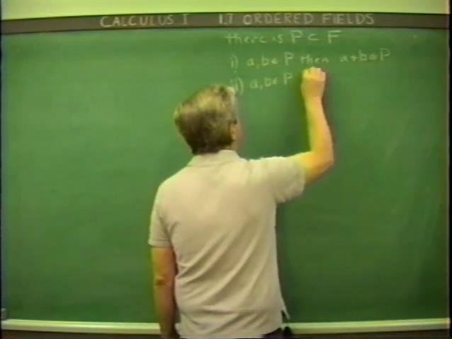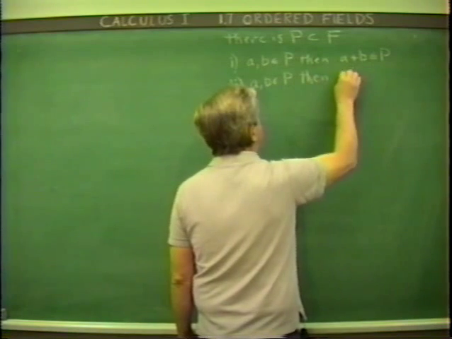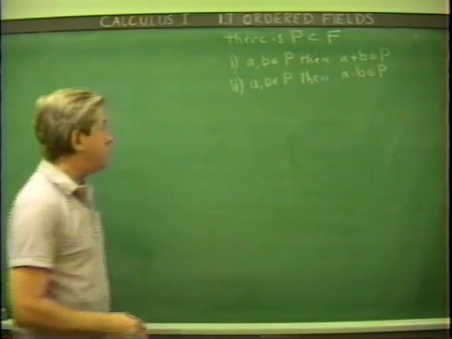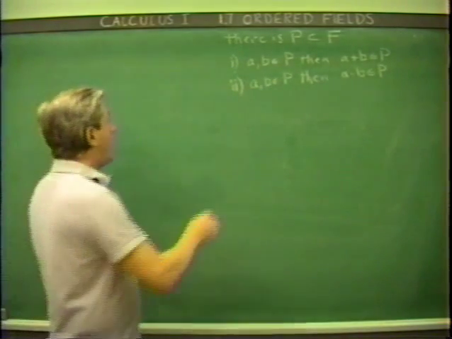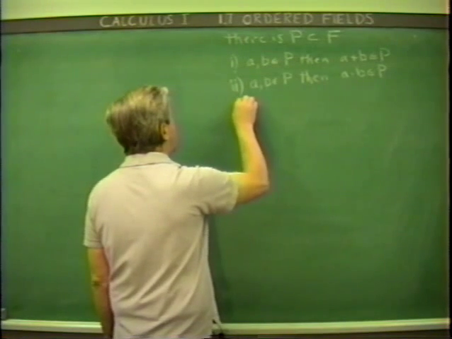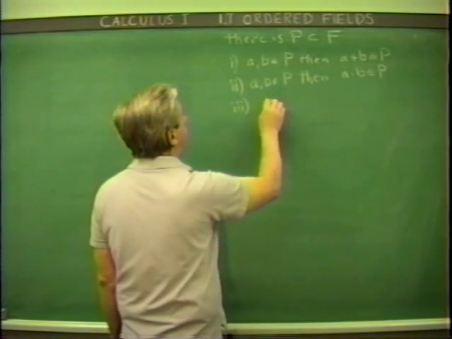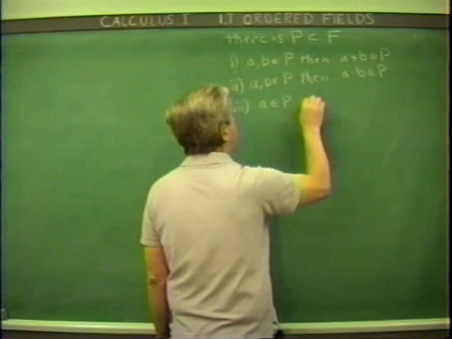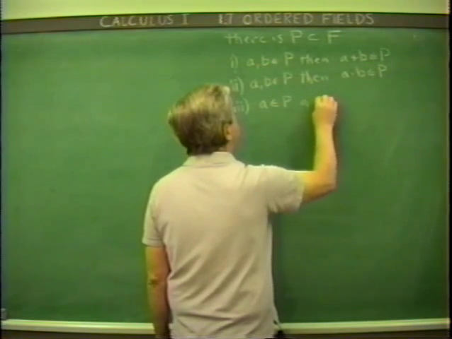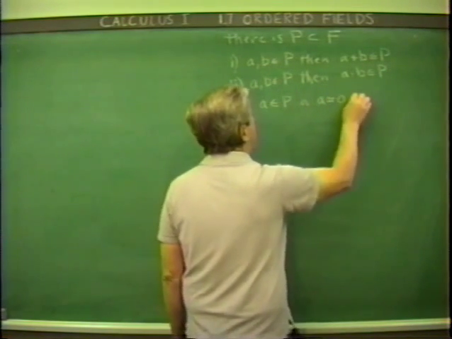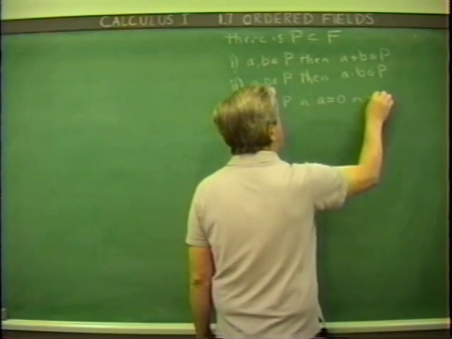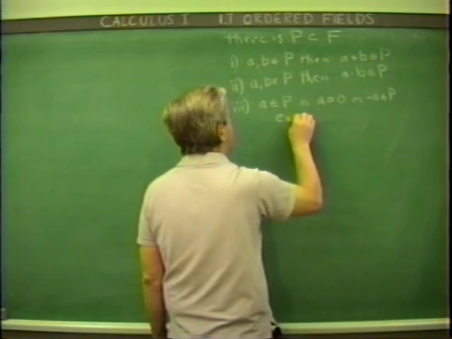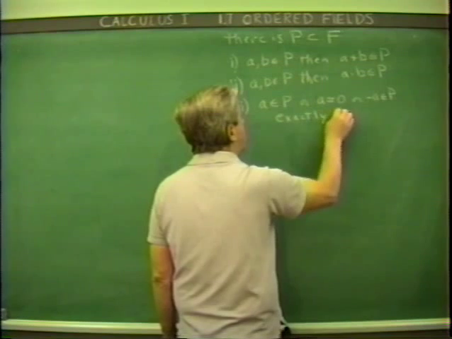Secondly, if A and B are in P, then the product of A and B is in P. The product of two positive elements is positive. Thirdly, one of three things must happen. Either A is in P, or A is equal to 0, or the negative of A is in P. Exactly one of these holds.